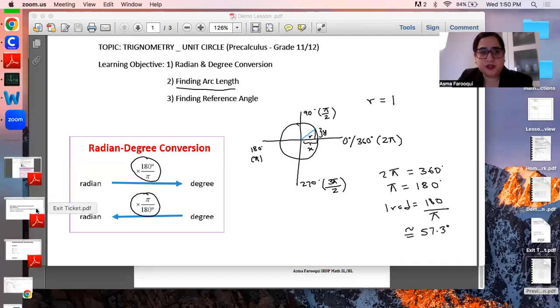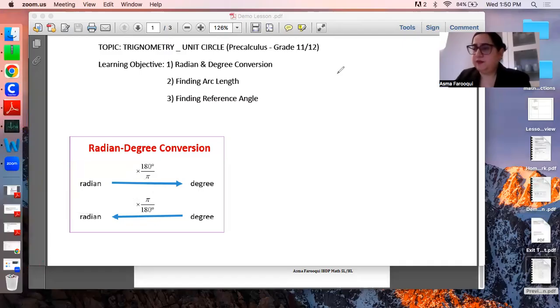I'm going to clear what's on screen here, and let's take an example. For example, I need to convert 144 degrees to radians. So what I'm going to do is multiply this by, from degree to radian, pi over 180. So it's going to be 144 multiplied by pi over 180.